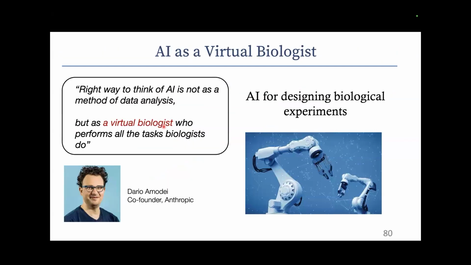All right, and of course, there are a lot of people at the frontier labs that are very excited about the potential of using these agents for designing experiments. In fact, the co-founder of Anthropic actually said that we shouldn't even be thinking about AI as just a form of data analysis, but instead we should think of it as a virtual biologist that performs all the different actions that we do as biologists, and that should be able to really accelerate our ability to discover new therapies and make progress in research.